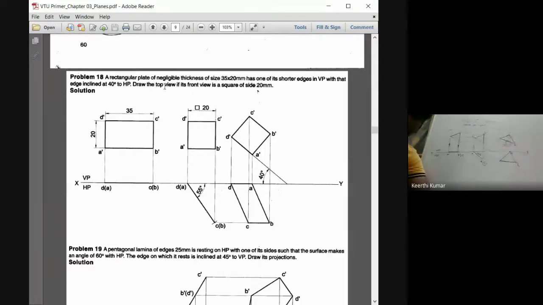Draw the top view, if its front view is a square of side 20 mm. Underline this last sentence: draw the top view, if its front view is a square of side 20 mm.